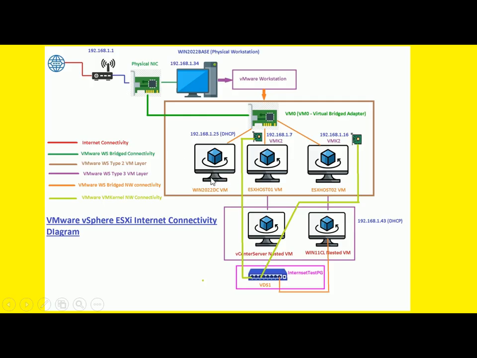It's a straightforward procedure that the Windows 2022 DC VM will get internet connectivity, but a bit complicated for the ESX host. But don't worry, we will see practically how to do that. Okay, I hope I'm clear.